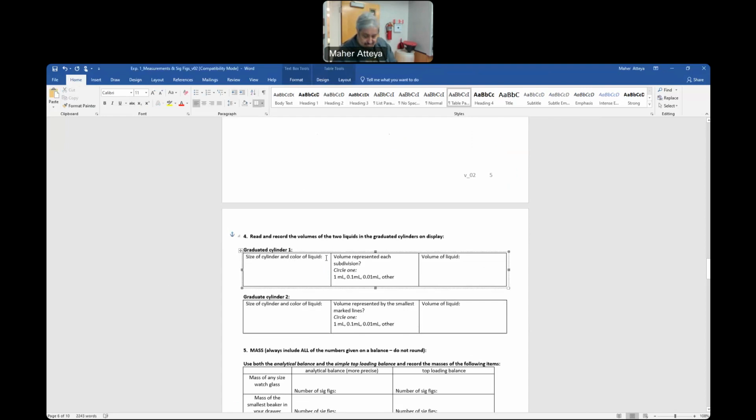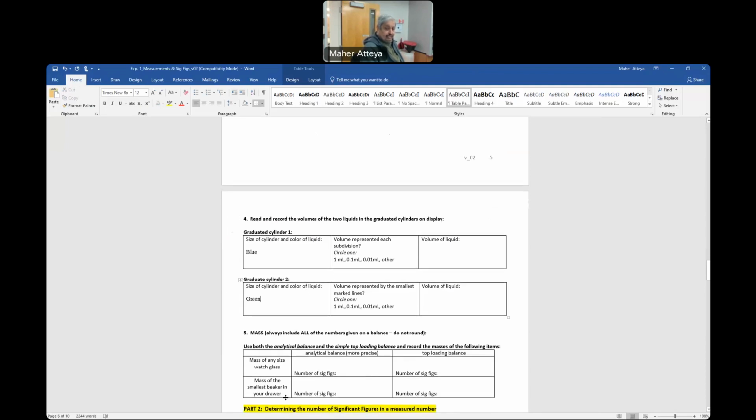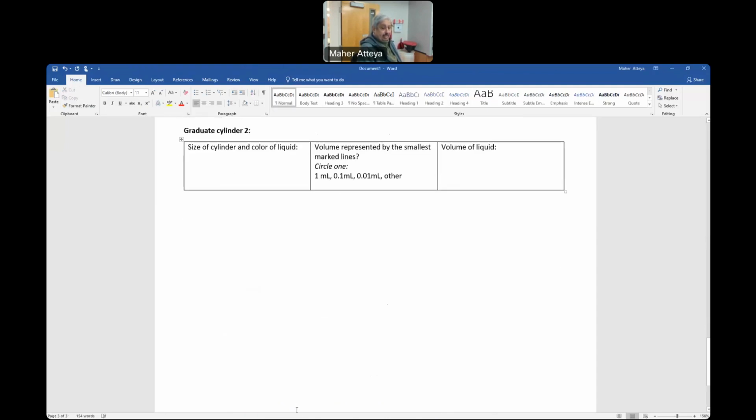So here it's coming here, say this is blue and this is green. And then you determine the volume amount of each solution, the volume of the liquid, and the subdivision. So when you are done, take the snipping tool and snip the whole thing inside your data here. And then you do the same thing for the masses here.